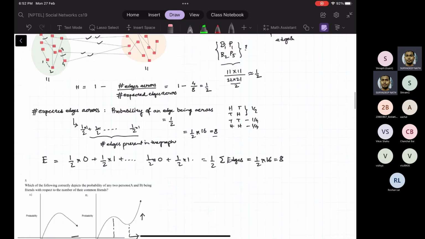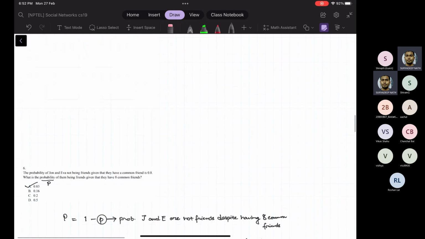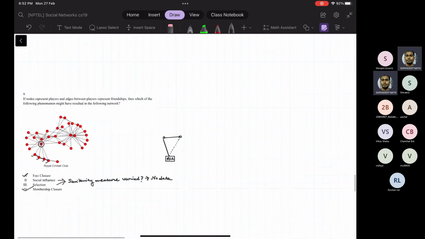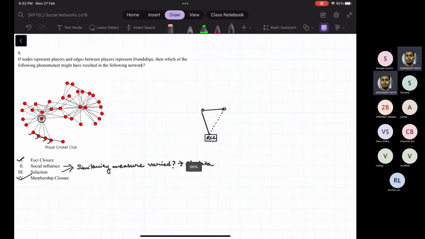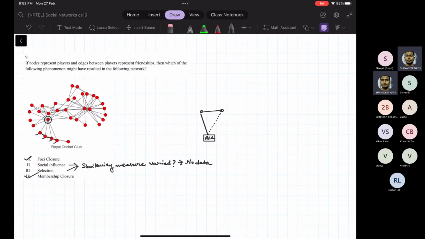Someone is asking about question 9. Question 9 is saying that if nodes represent players and edges between players represent friendship, then which of the following phenomena might have resulted in the following network? So you have this graph of the Royal Cricket Club. What could have happened is you have four scenarios: foci closure, social influence, selection, membership closure. Everyone in this graph belongs to the Royal Cricket Club, all the red nodes.